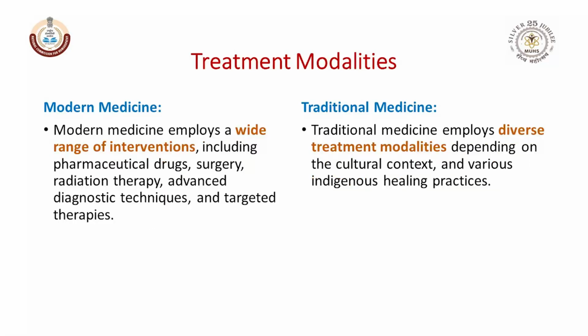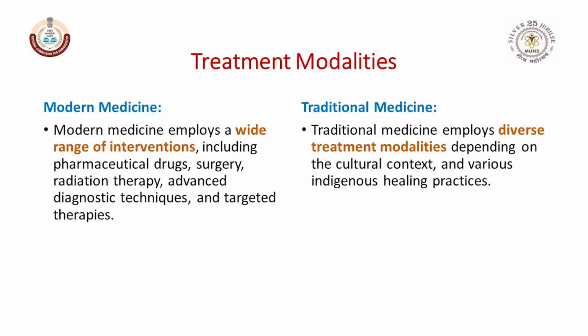The modern medicine relies on a wide range of interventions, starting from drugs to treat, from surgeries to treat an individual, to radiation to treat cancers, and to use advanced diagnostic techniques and targeted therapies to treat the individuals. It focuses on a specific symptom, a disease or a physiological abnormality. Whereas the traditional medicine, it employs diverse treatment modalities depending on the cultural context.